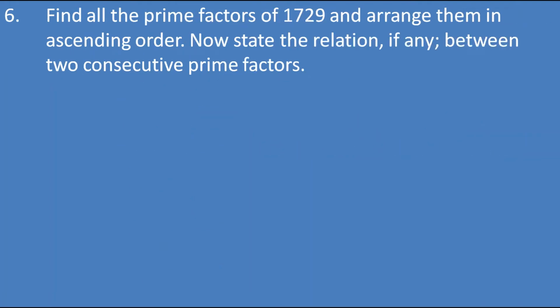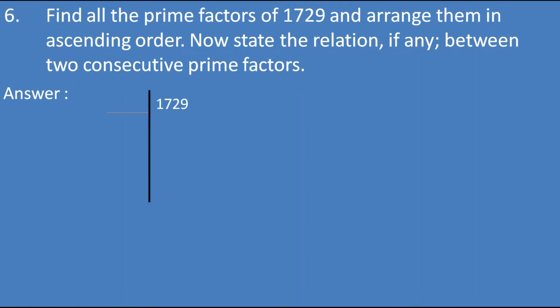Find all the prime factors of 1729 and arrange them in ascending order. Now state the relation, if any, between two consecutive prime factors. Okay. So first we will find the prime factorization of 1729.